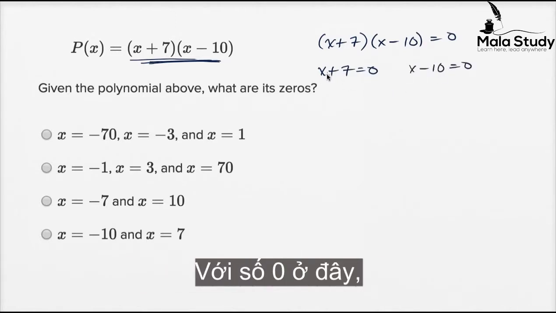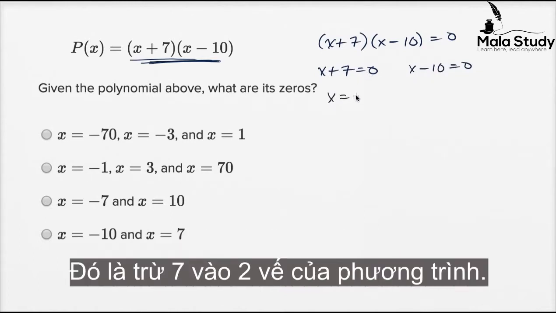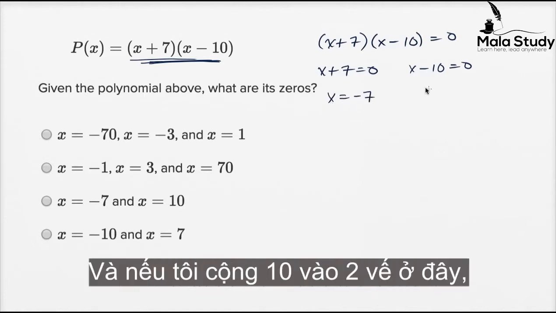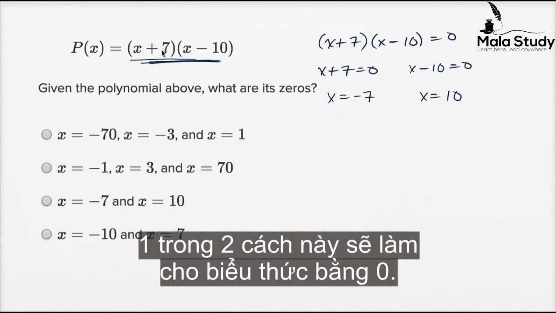So the zeros here, well, how do we get x plus 7 to be equal to 0? We'll subtract 7 from both sides. x could be negative 7. And if I add 10 to both sides here, x could be equal to 10. Either of these is going to make this expression equal to 0.